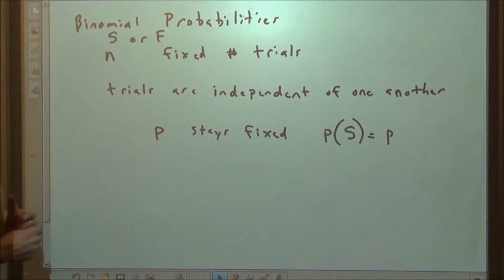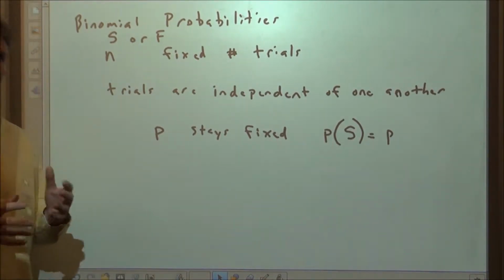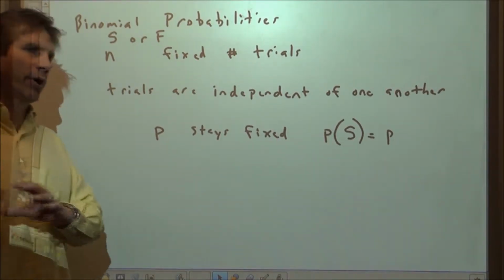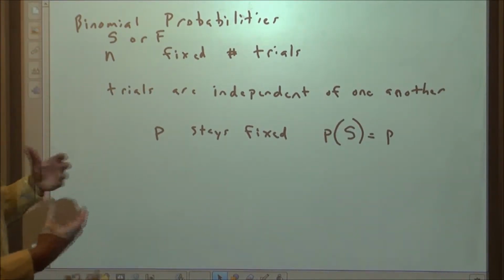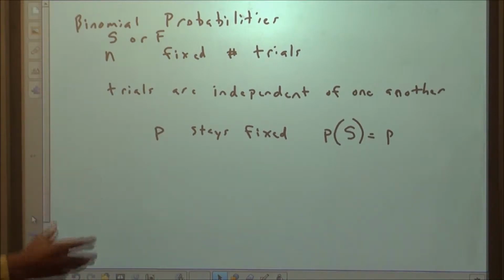N has to be fixed. N is the number of trials. So you have to know going in, like if we're rolling a die, we're going to roll the die 7 times. That's it. No more, no less. So in the problem, N has to be fixed going in.